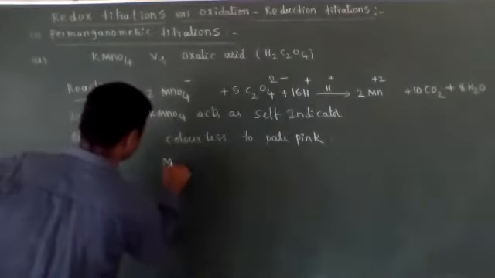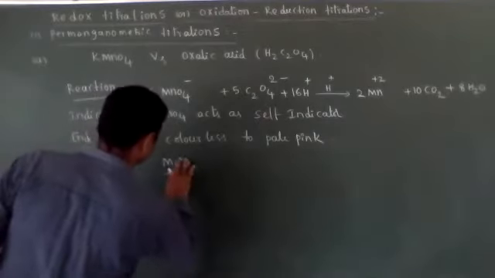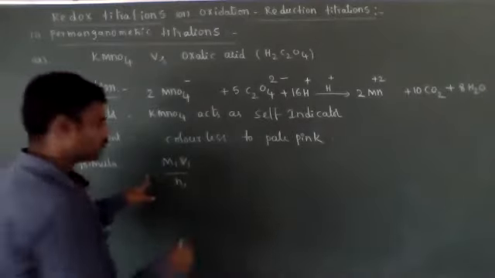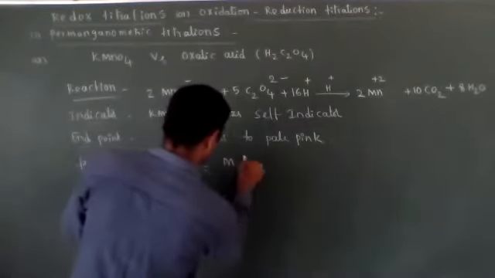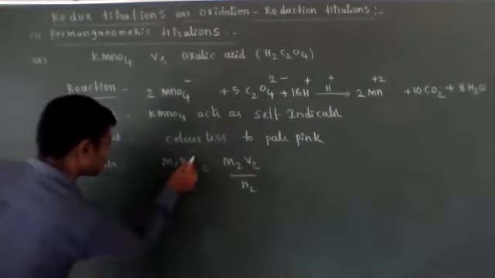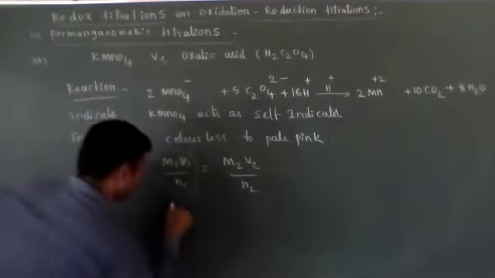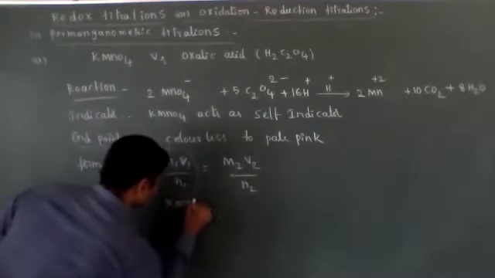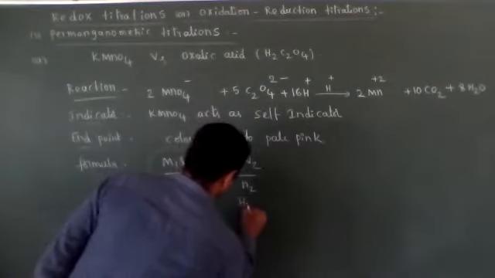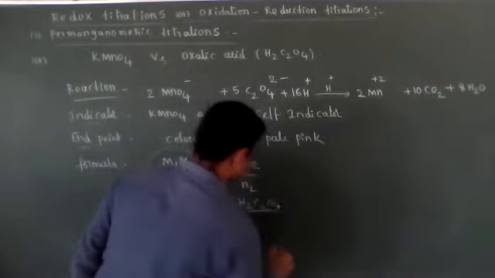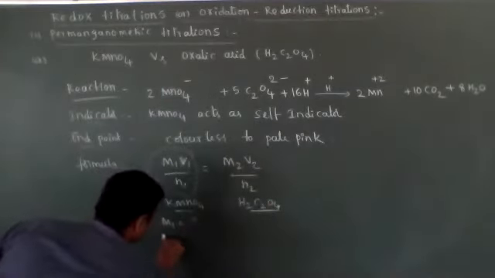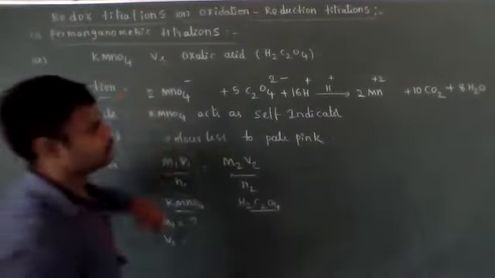The formula is M1V1 by N1 is equal to M2V2 by N2. Here M1V1 N1 are related to KMnO4 and M2V2 N2 are related to oxalic acid, H2C2O4. So in the question, M1 we need to find out, V1 while doing the titration.